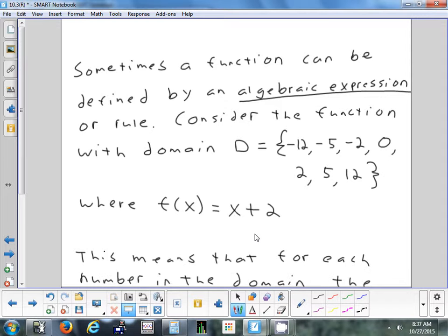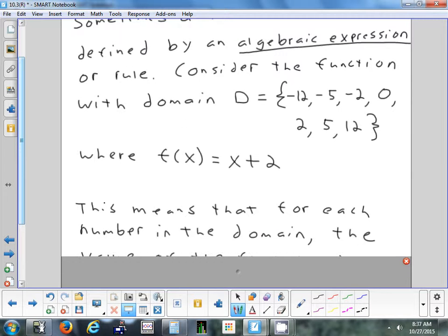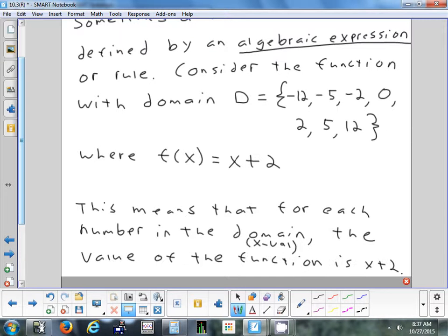All right. So basically what this means is for each number in the domain, for each x value, the value of the function is found by using this formula right here. Take x and add 2. That's how you get the value of the function. Okay, so let's try a couple.